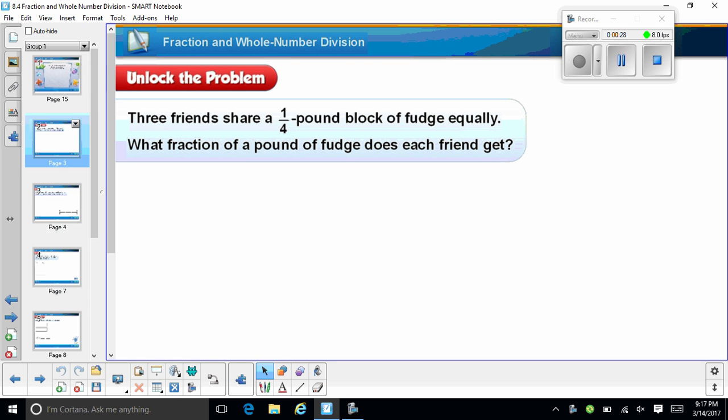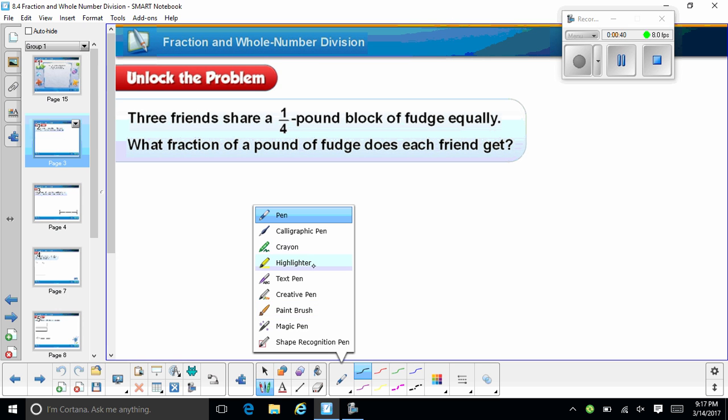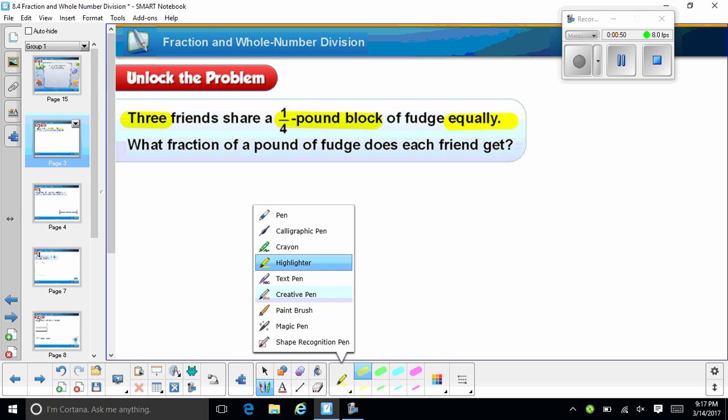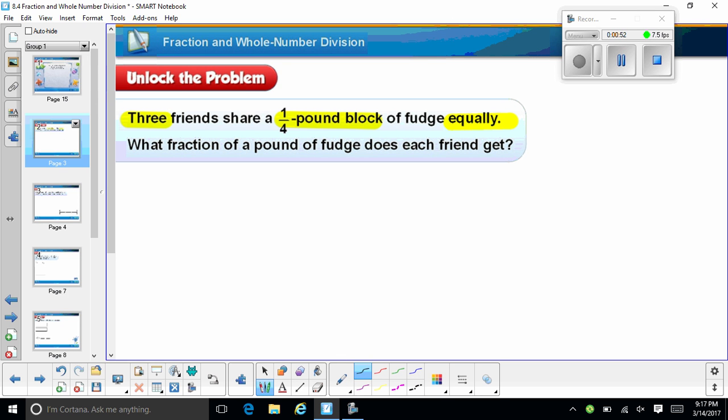The word problem I have is in front of me. 3 friends share a 1/4 pound block of fudge equally. What fraction of a pound of fudge does each friend get? So when I'm looking at this particular word problem, I see that I have 3 friends and they want to share a 1/4 block of fudge equally. So right here tells me that I have to set up a division problem. I'm always going to take the amount of the product or the thing that I have. So in this case, I have 1/4 pound block, and so I need to divide that with 3 friends.